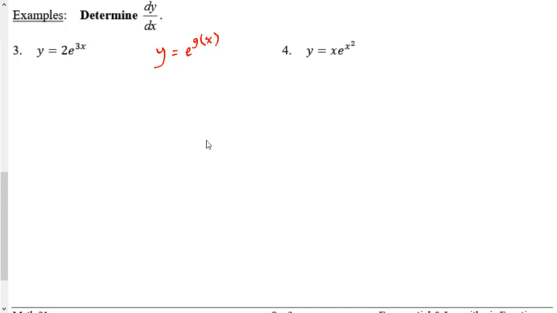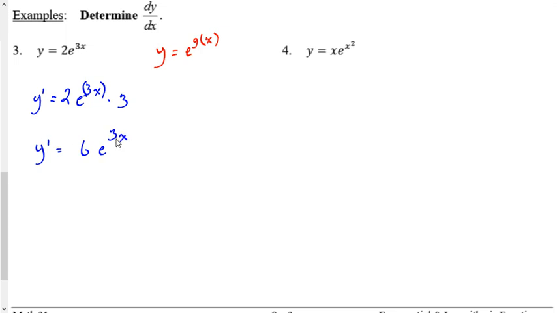What's going to happen? Well, the chain rule says I take the derivative of my outside function. So y prime, the coefficient of 2 stays as it is. Derivative of e to the something is e to the something. But then we need to multiply by the derivative of the inside function. The inside function was this 3x. So it'll be times 3. So simplifying this derivative a little bit, I'll get 6e to the 3x is the derivative of this function.